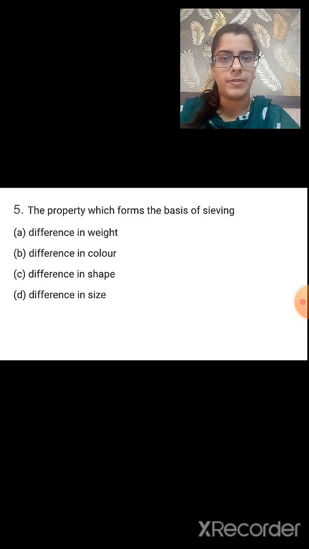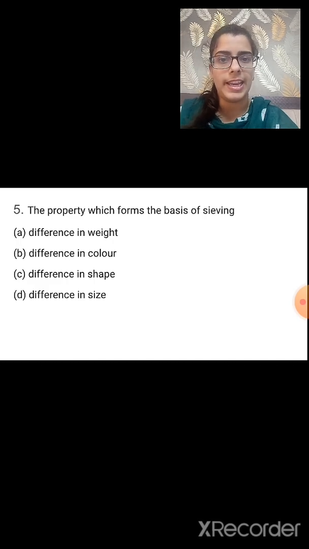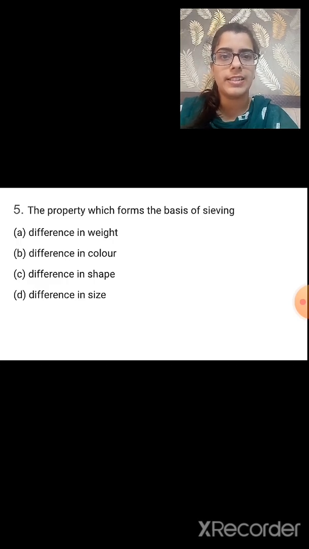Question number 5. The property which forms the basis of sieving. So, which property forms the basis of sieving? Options are A, difference in weight, B, difference in color, C, difference in shape and D, difference in size. So what do you think is the correct answer?